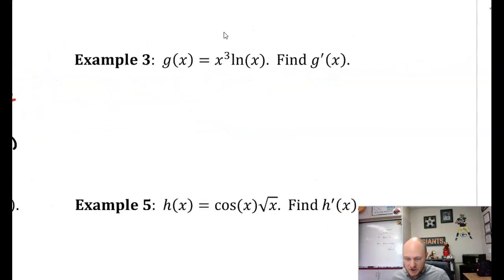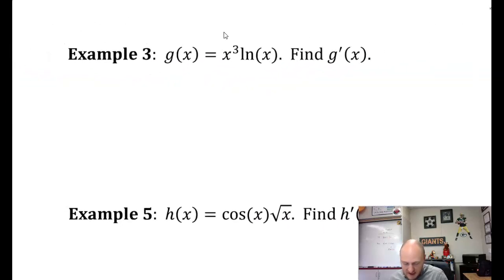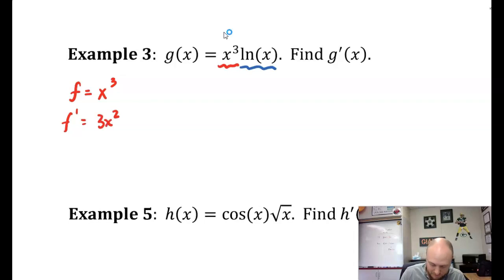Example 3. g of x is equal to x cubed natural log of x. Hey, is this product rule? Well, I have one function here, and then I have another x here, another function, so they're next to each other. That's multiplication. We've got to take the derivative. So again, I'm just going to identify my first function. f is x cubed. f prime is 3x squared. s is the natural log of x, and the derivative of that is 1 over x.